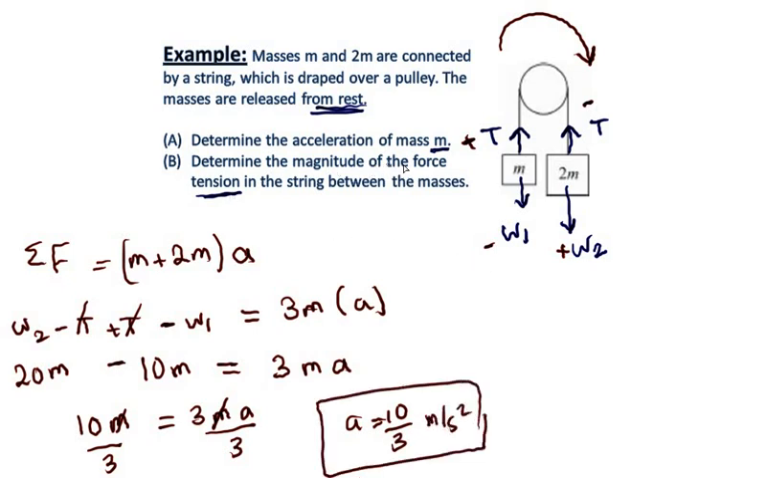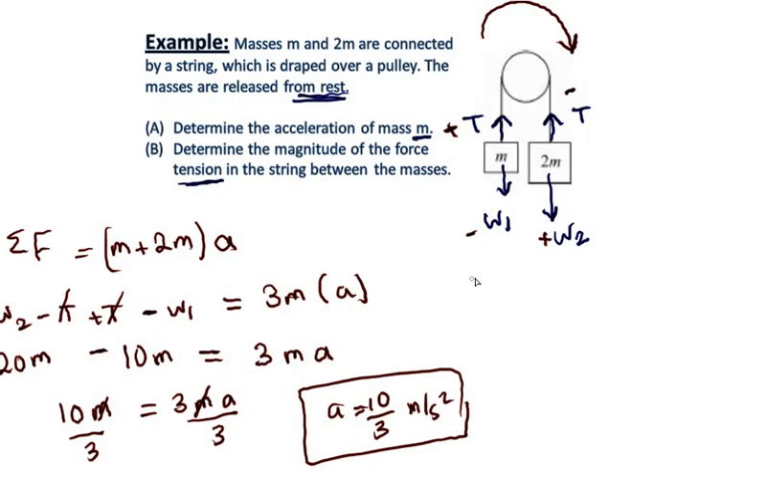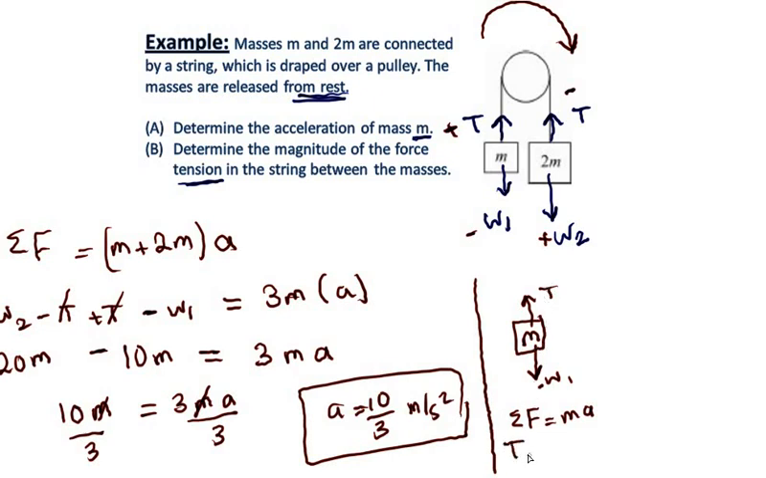Now let's find the magnitude of the force of tension in the string between the masses. To find the force of tension, we need to take any of the masses. Let's say the mass M. We have negative weight 1, positive tension. Sigma F equals M times A. Sigma F is T minus weight 1, and this is equal to the mass M times the acceleration 10 over 3.